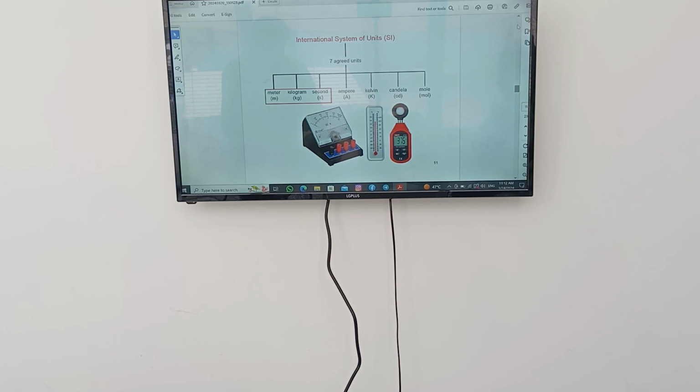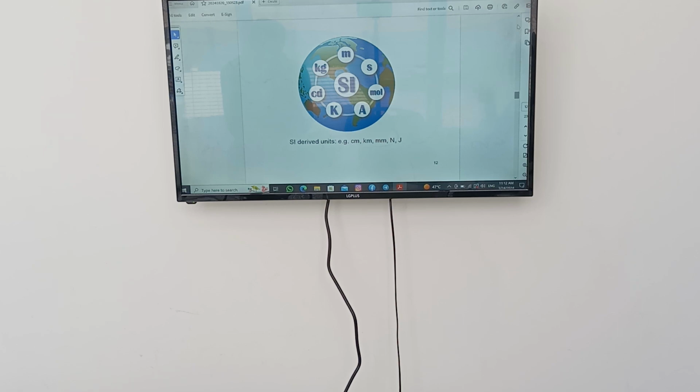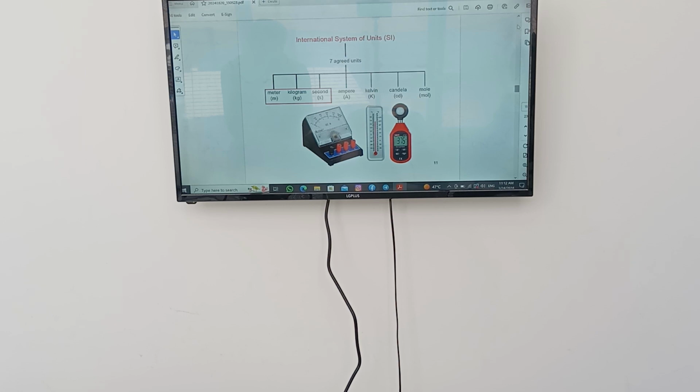The International System of Units is called SI. The most commonly used are the ones in the red triangle, which is a liter, a kilogram, a second. You have an ampere, a Kelvin. Ampere is for electricity. Kelvin is for heat. Like when you say Celsius, you have also Kelvin. You have candela and you have mole. This is like the international use. It's called SI, an acronym for the International System of Units.